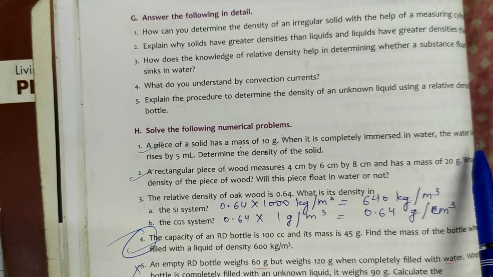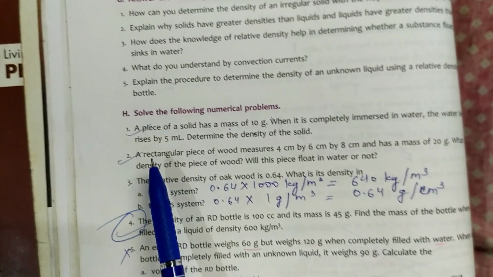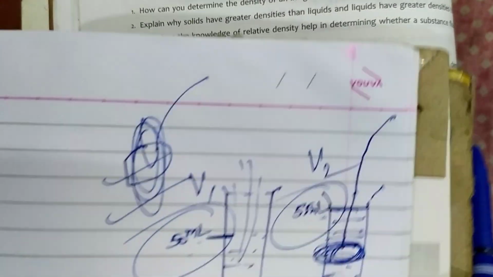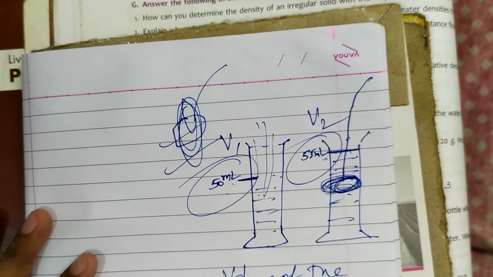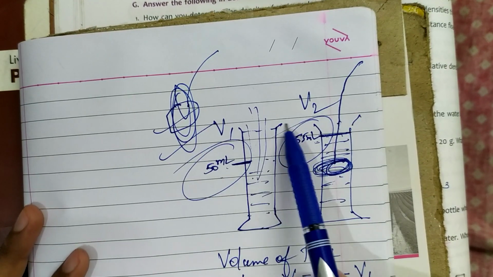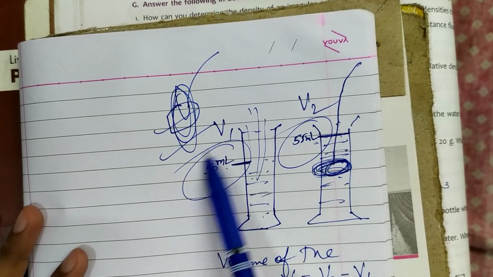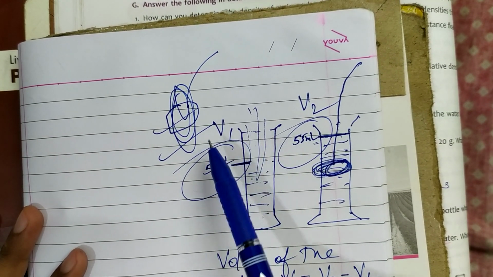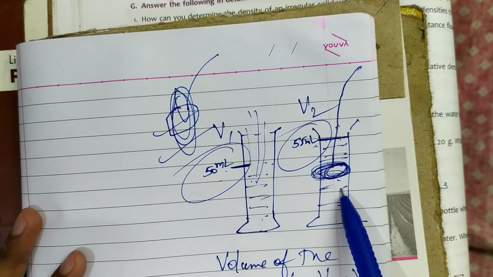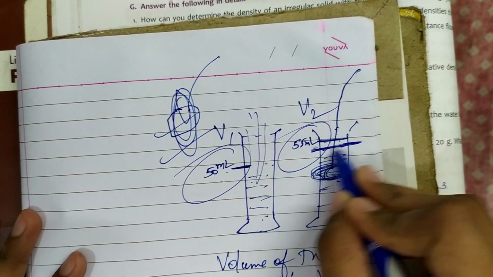So here one line is given, children, that water level rises by 5 ml. Okay, water level rises by 5 ml. So how does this thing happen? Now children, you can see here, do you remember this activity? Suppose if we have to find the volume of the irregular solid, first of all we take an empty measuring cylinder, we fill that cylinder with the water. Suppose the initial volume of the water was V1. Now we tie the stone or irregular object with the string and we completely immerse it in the measuring cylinder. Now the water level rises to, suppose it rises to 55 ml.